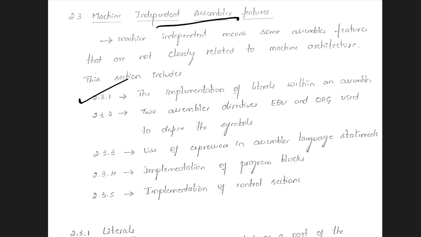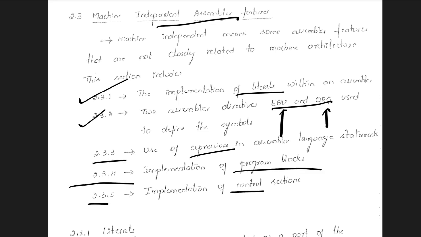The first one is the literals, second is the EQU and ORG, equating and origin, and third one is the expressions, and fourth one is the program blocks, and fifth one is the control sections.